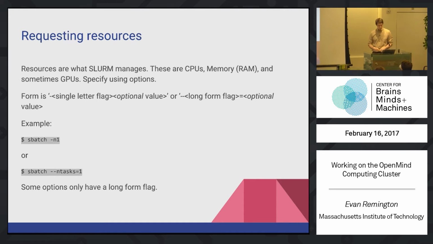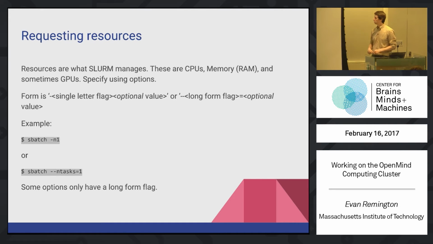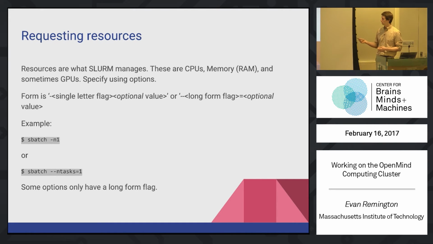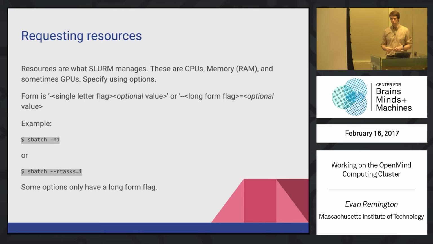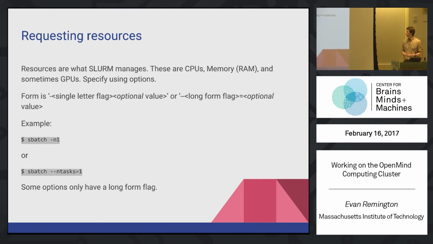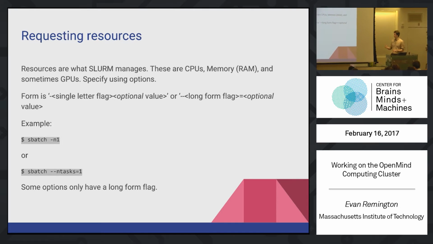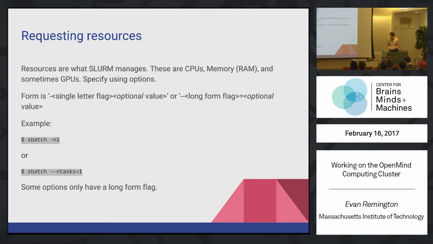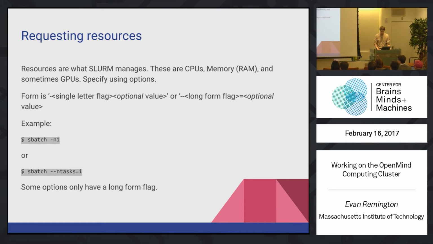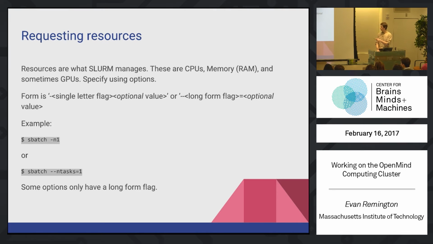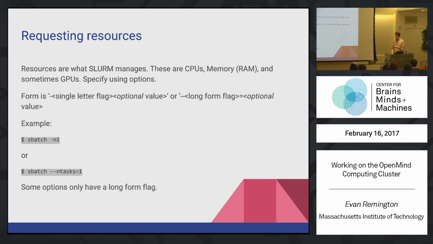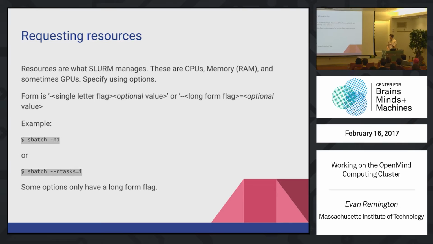So for example, we can use the sbatch command with the option -n1, which says that we want Slurm to run 1 task. Another way of writing this would be --ntasks=1. Some options only have a long form flag. And all of these can be looked up in man pages, like online manuals.